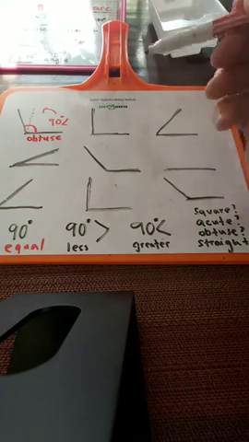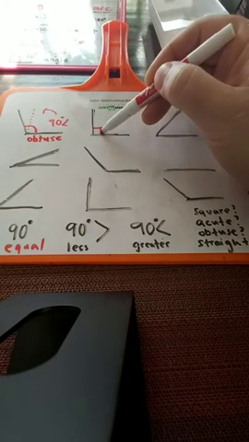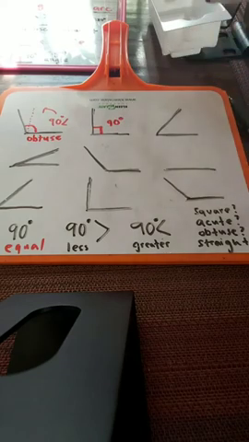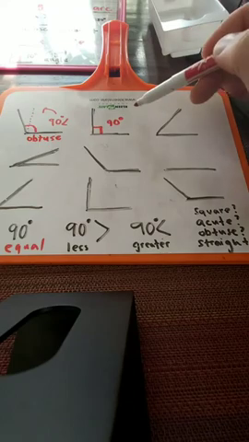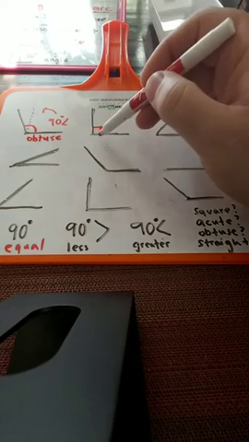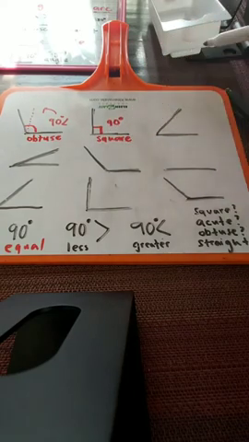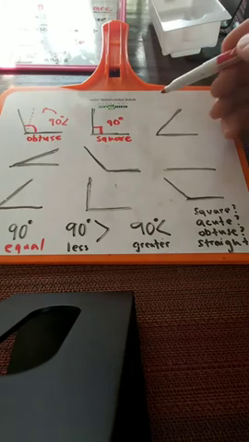All right, now let's look at this one. Now, this one is a perfect square, so we put this sign in here to indicate that it is 90 degrees exactly. So it is neither greater than, less than, or equal to. It simply is a square. And so we're going to call this a square angle, okay? Or you could also call it a right angle. That's also correct.